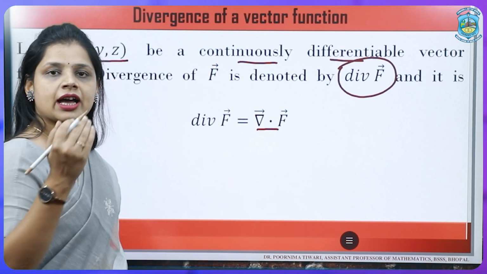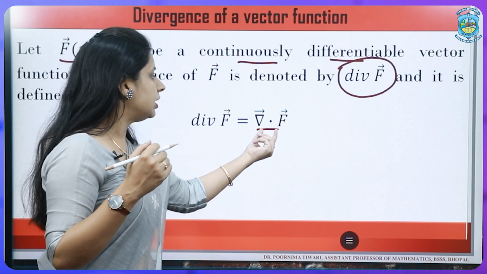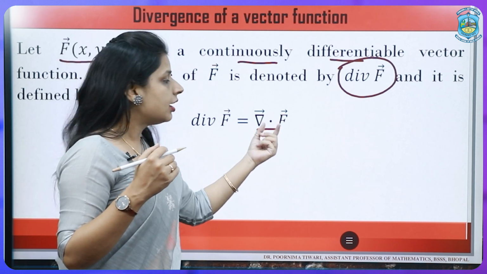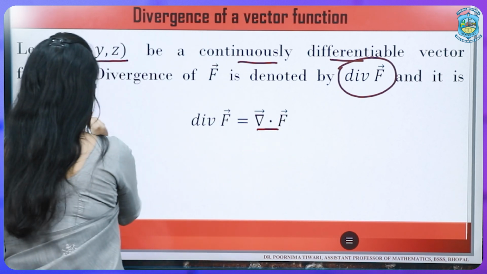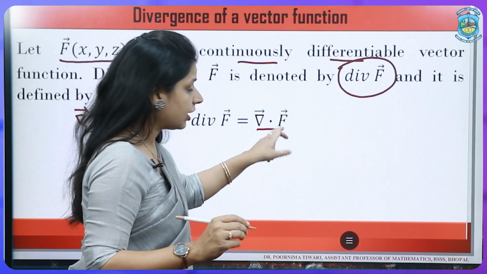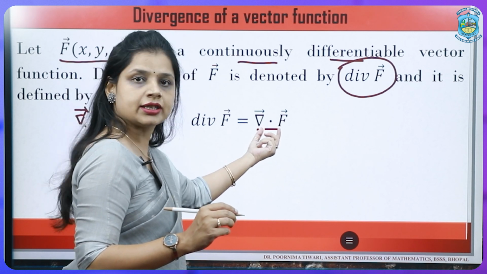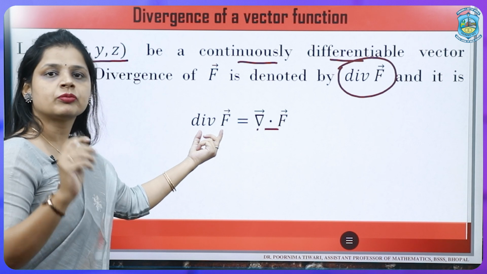So, whenever we have to calculate divergence of any vector f, we will use this as a formula, and after substituting the value of this operator del and vector f, we can calculate this dot product or get the value of divergence.